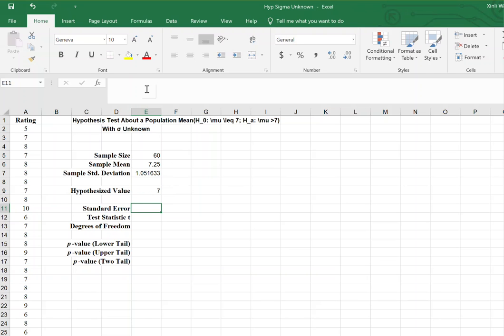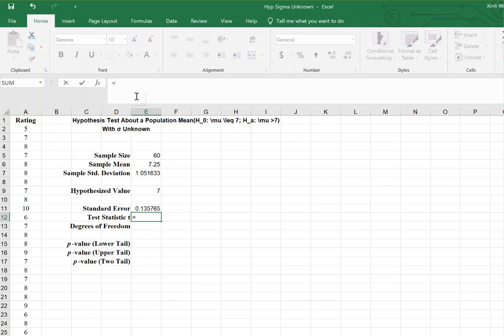And now we can find out the standard error, sigma x, which is sigma. In this case, we're going to use the sample standard deviation here divided by square root of n. And n is the sample size. So it's about 0.136. And now we're ready to find the t-value.